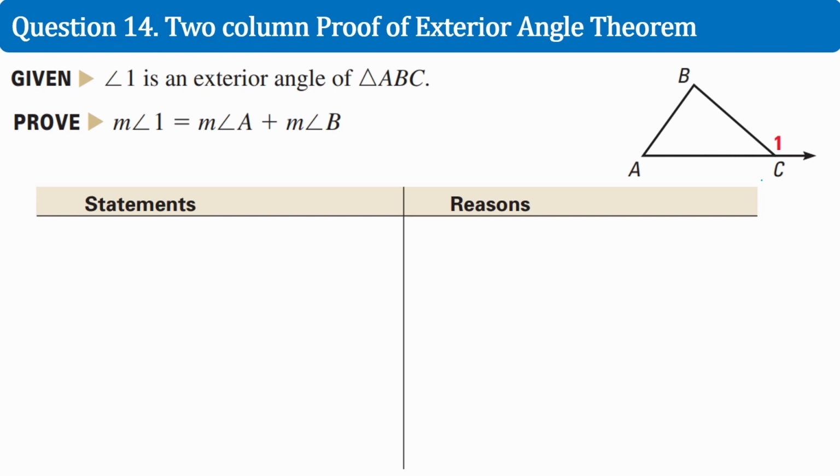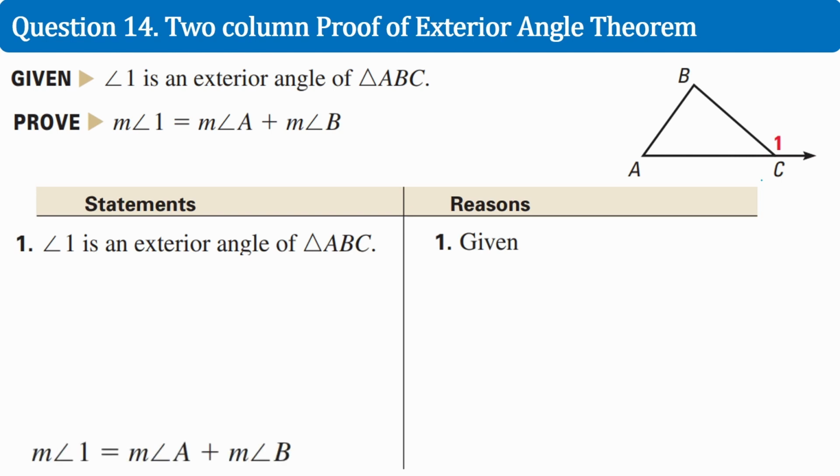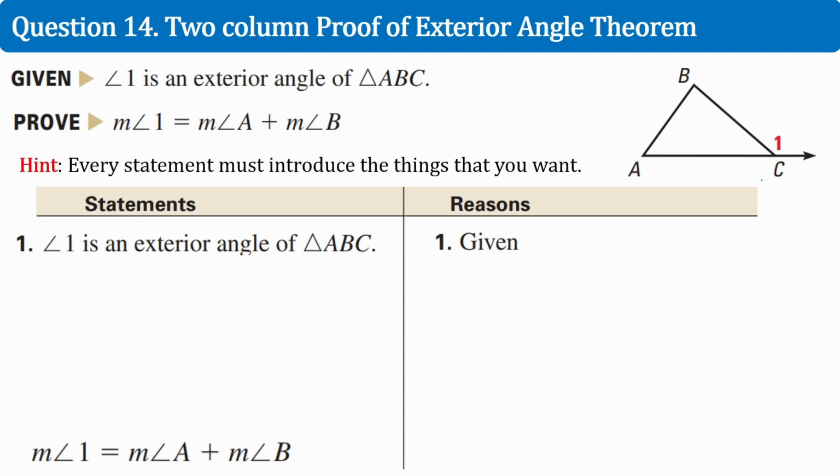Well, let's start with our given statement first. Angle 1 is an exterior angle of triangle ABC. That is given. And in the end, somehow we have to get the measurement of angle 1 is equal to the measurement of angle A plus the measurement of angle B. That is what we have here. So the hint is, remember, every single statement must introduce something that you want. So what equation can we set up?